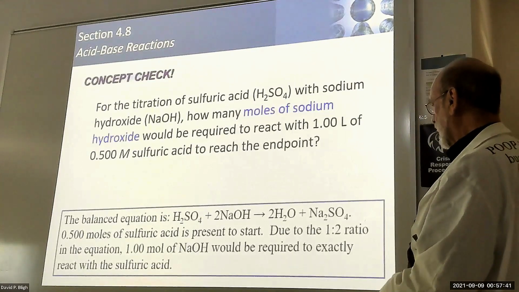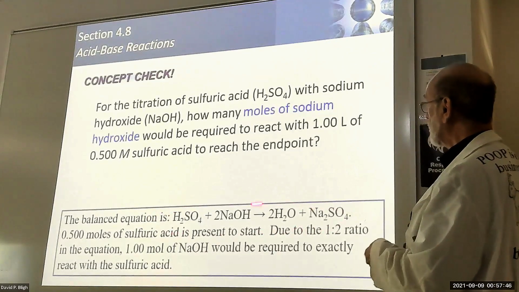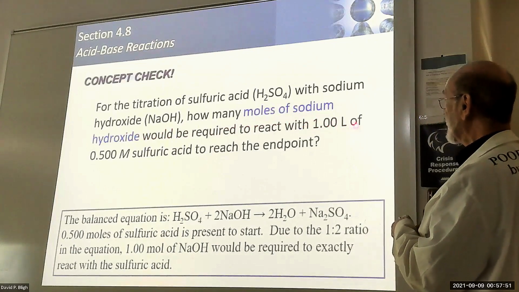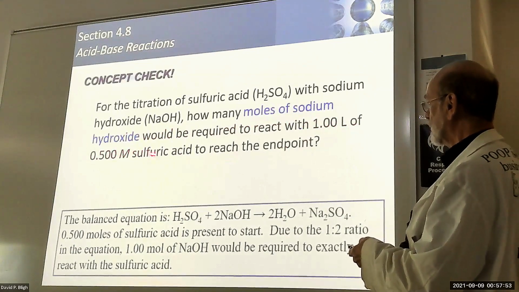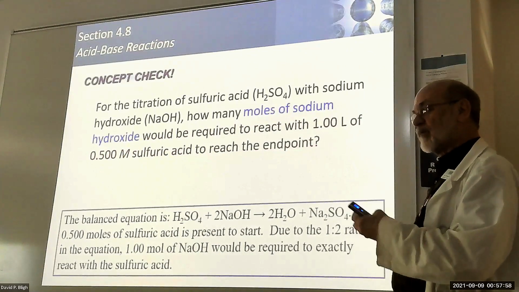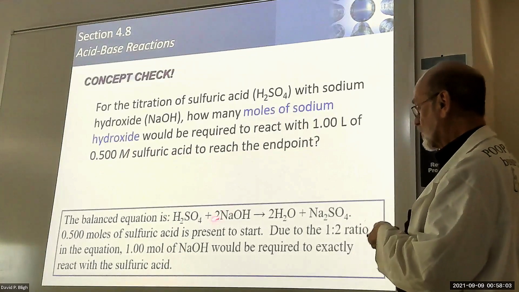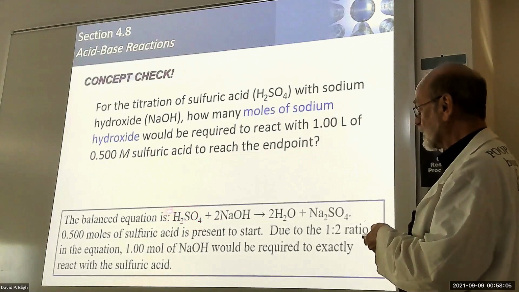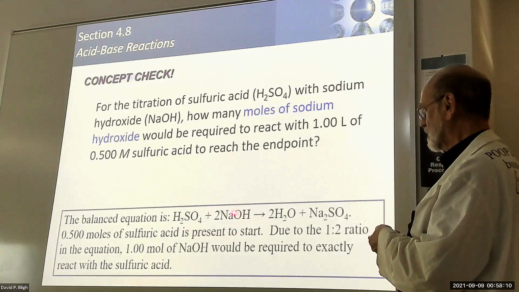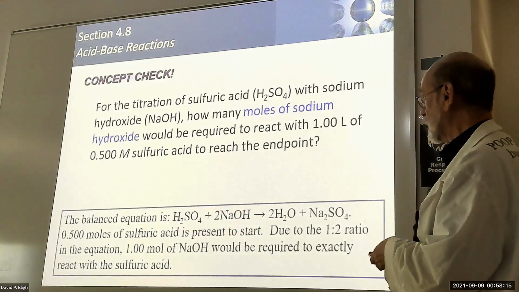Okay, so here's an example. This is the overall equation. And we're saying how many moles of sodium hydroxide would be required to react with 1 liter of 0.5 molar sulfuric acid to reach the endpoint. You want an equivalence. You want the same number of moles of acid equal to the moles of base. But the trick is that sulfuric acid produces 2 moles of protons for every mole of hydroxyls. So you actually need 2 moles of sodium hydroxide to make the equivalence.